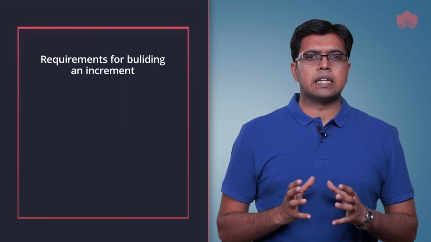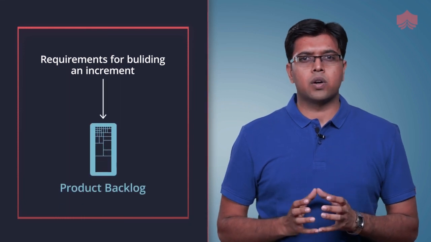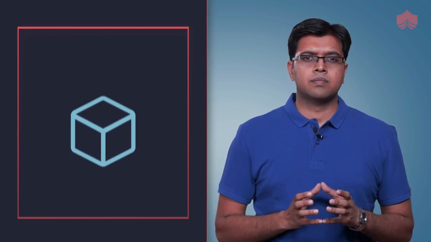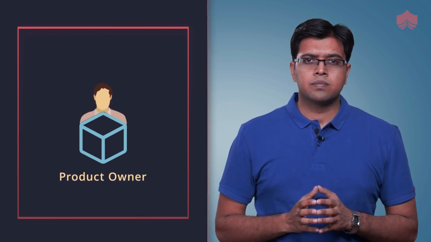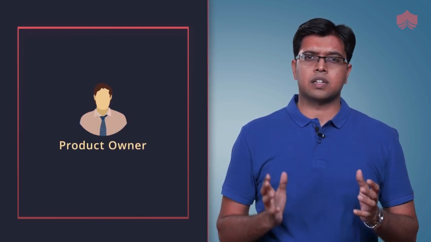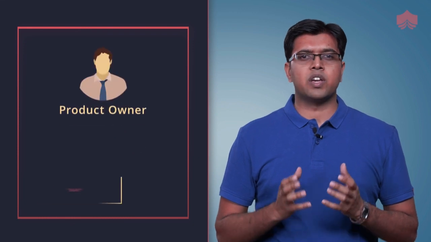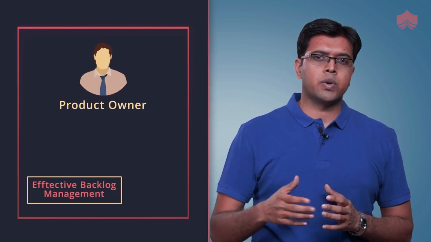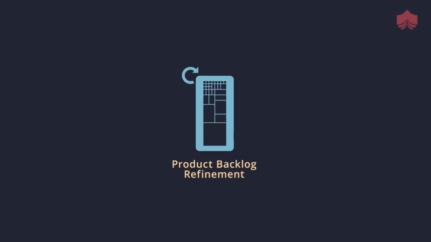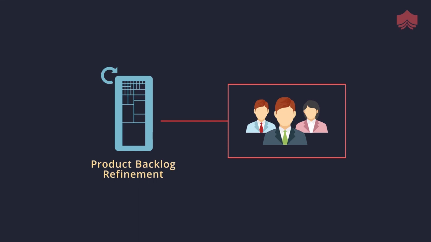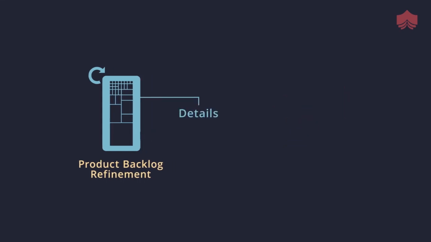The details of the requirements for building an increment is maintained in a product backlog. This is an ordered list of everything that is needed in a product and is managed effectively by a person called the product owner. Now, product owner is a single person, it's not a committee, and they are responsible for effective backlog management, which they do through an activity called product backlog refinement. The product backlog refinement can happen in isolation or along with the entire team. It is the act of adding details, estimates, and an order to the product backlog.